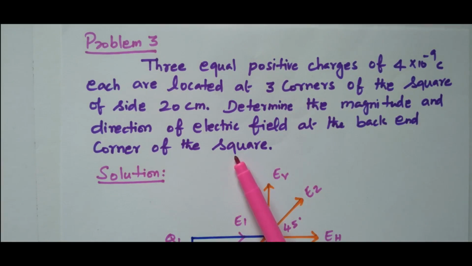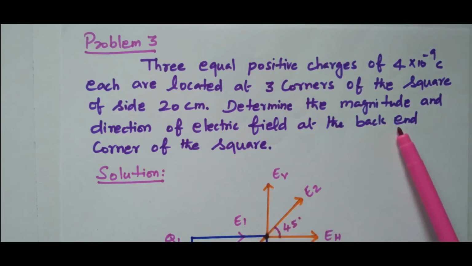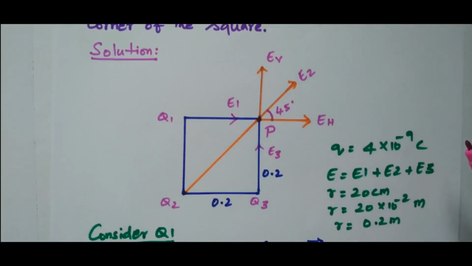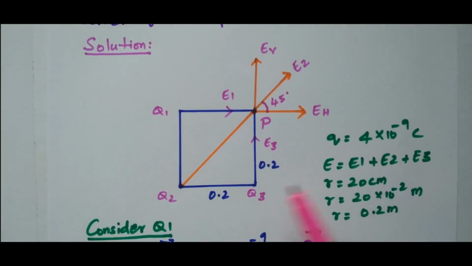At three corners, the charges are placed. One more corner is there. At that corner, we need to find the electric field intensity, magnitude as well as direction. So this is the given problem. We will see the diagram. So this is a square with 20 centimeter, right? R equal to 20 centimeter, that is 20 into 10 to the power minus 2, that is 0.2 meter, right? It's a square with 0.2 meter, so 0.2 is given.